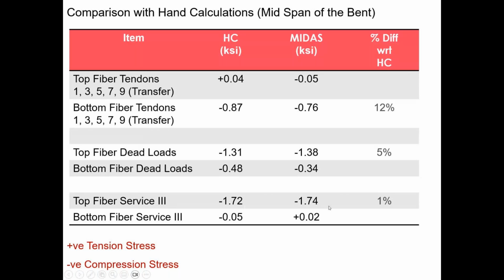You can see even the stresses at service are like 1% different, 5% different at all dead loads, and it was kind of a little bit different here, off by 12% at transfer stage, but at the end of the day, the sign is the same. The difference is not that significant. On the top fiber, sometimes we had some differences here, like Midas was predicting compression a little bit, hand calculation was off and predicting tension, but the two numbers at the end of the day are very small stresses, so it doesn't really constitute a big concern here.